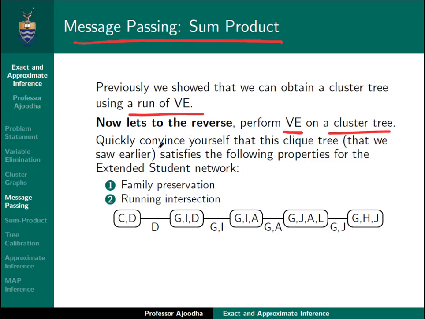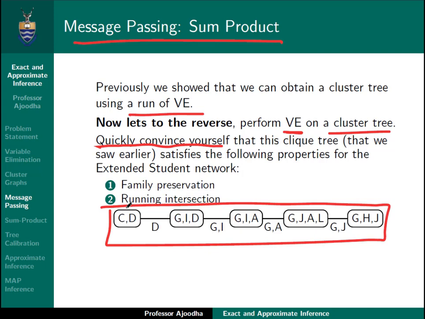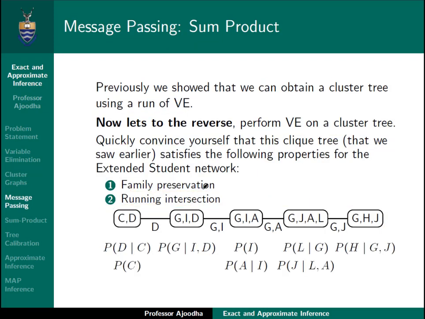Okay. So I want you to quickly convince yourself that this particular clique tree that you saw earlier is indeed a cluster graph. So it needs to satisfy the family preservation and the running intersection. So you can pause the video and check the definition of the family preservation rule in this clique tree and check the running intersection property for the clique tree. Just for the family preservation, you can actually do that yourself. It's easy. So here it is. I've done it for you.